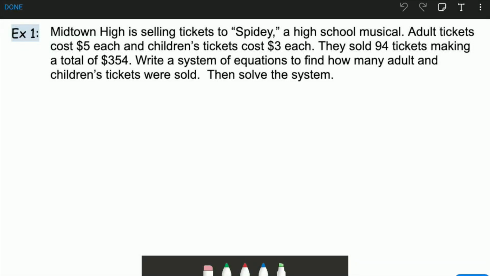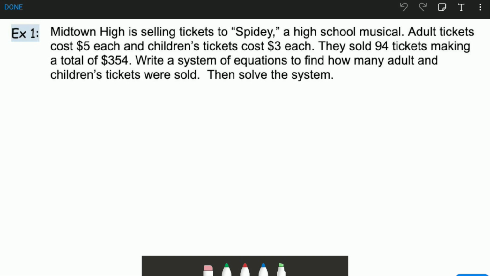In this example, we have Midtown High selling tickets to Spidey, a High School Musical. Adult tickets cost $5 each, and children tickets cost $3 each. They sold 94 tickets, making the total of $354. Write a system of equations to find out how many adult tickets and how many children tickets were sold.